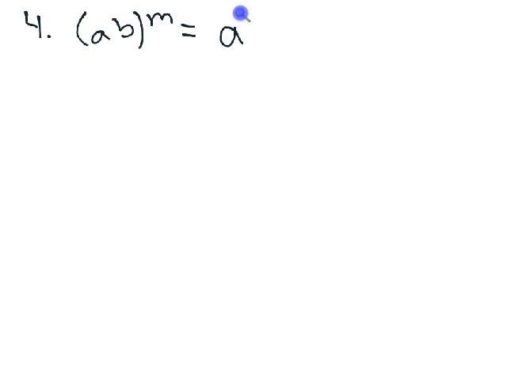In that case, we can rewrite this as a to the m power times b to the m power. So we can raise each of those individually. Note that this, again, is multiplication between them, not addition. Does not apply for addition.